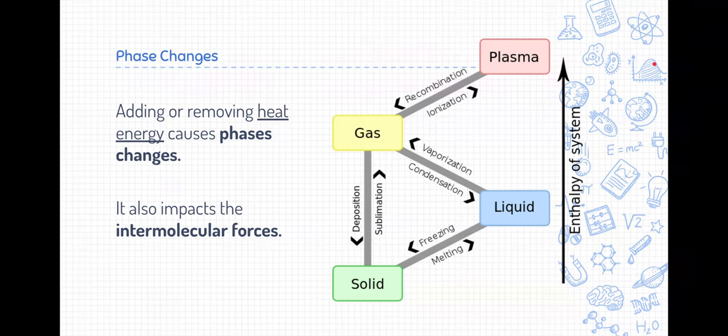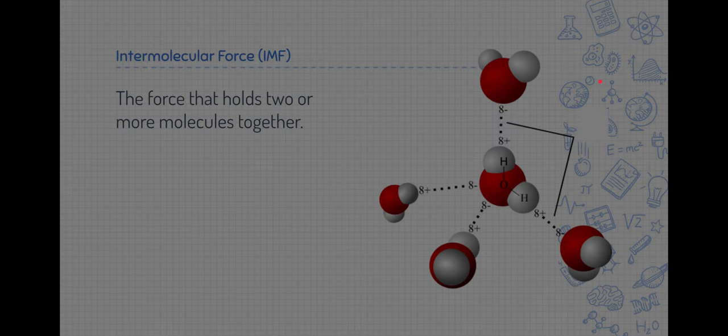So phases can go through phase changes. We can change from one phase to another by adding or removing energy, typically in the form of heat. So if we add or remove heat energy, we can go through various phase changes as you see here on the right-hand side. Enthalpy over here, as you see, is just another word for heat. So as we increase the heat of the system, we can change various phases from solid to liquid to gas to plasma, and almost anywhere in between those phases. Changing the amount of heat energy also impacts the intermolecular forces, which also deals with phases. So let's talk about that next.